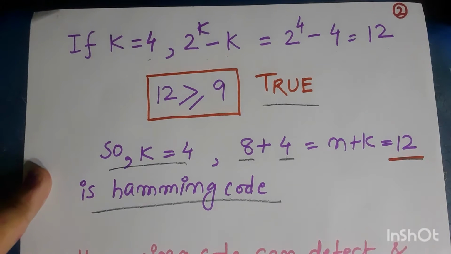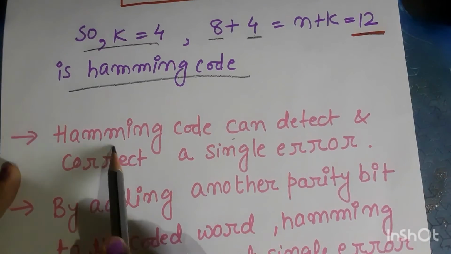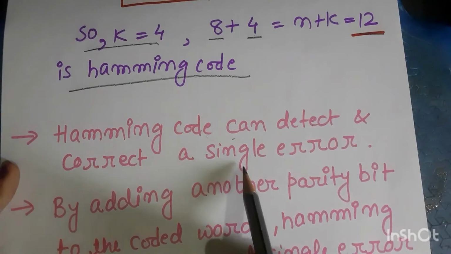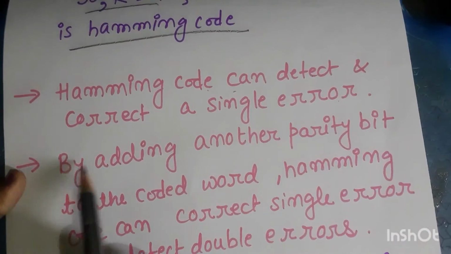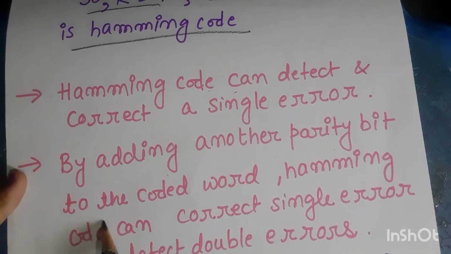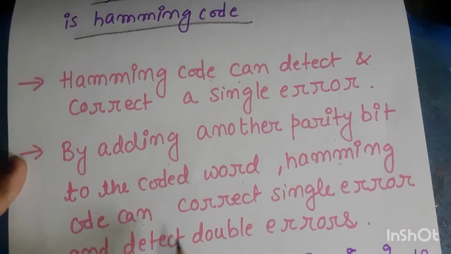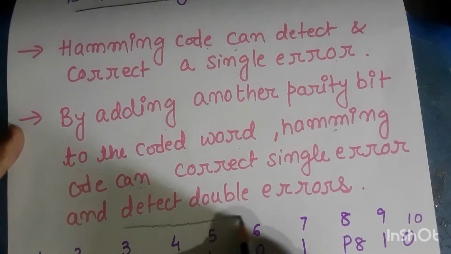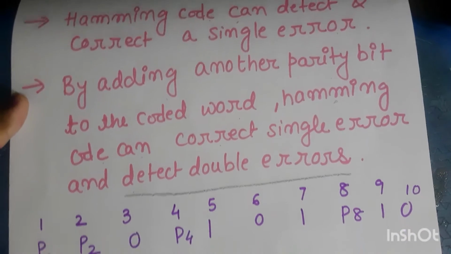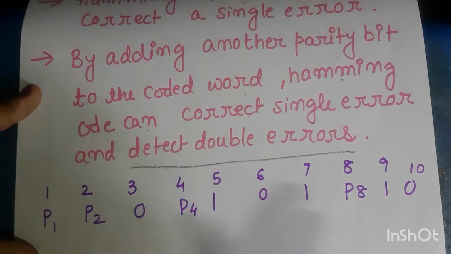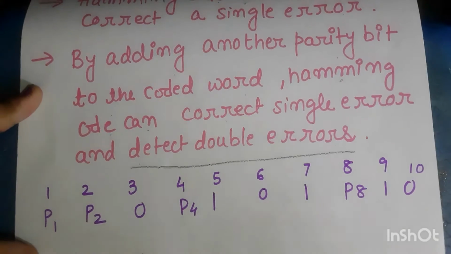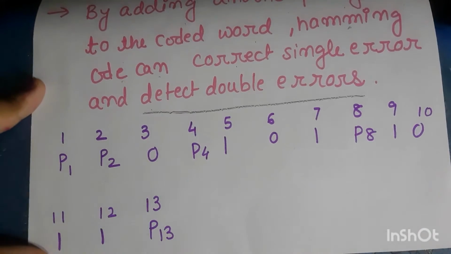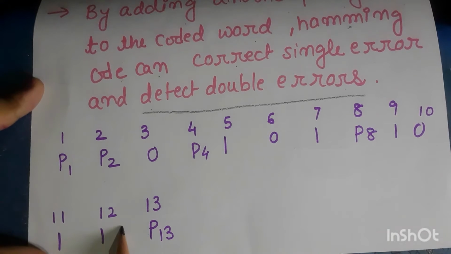Now, there is another condition which has been spoken about. Here the Hamming code can detect and correct a single error, but by adding another parity bit to the coded word, Hamming code can correct single error and detect double errors. Here we have to detect double errors. So apart from the 4 parity bits, we need another parity bit in order to detect the double errors. So here all the 12 bits have been numbered 1 to 12, and then separately P13 is the parity bit.